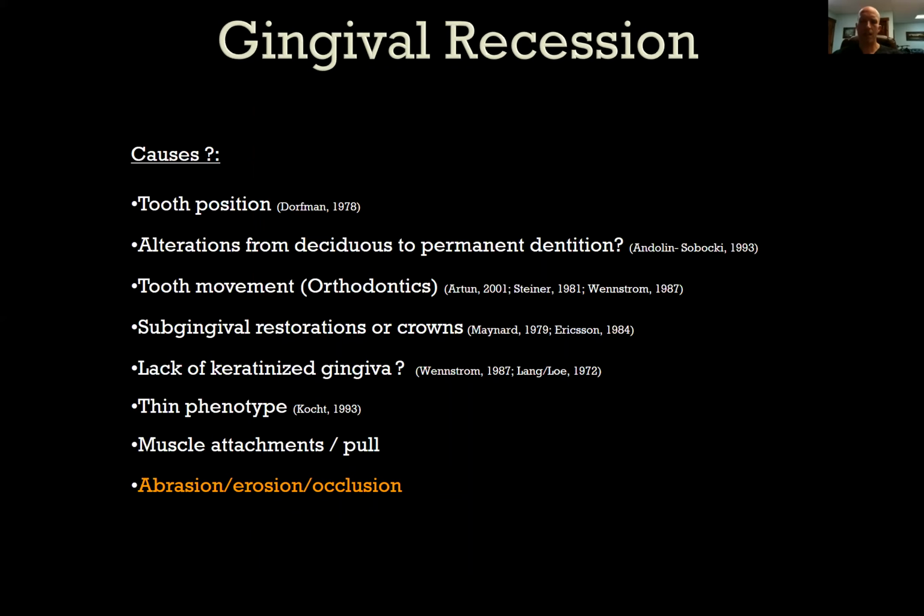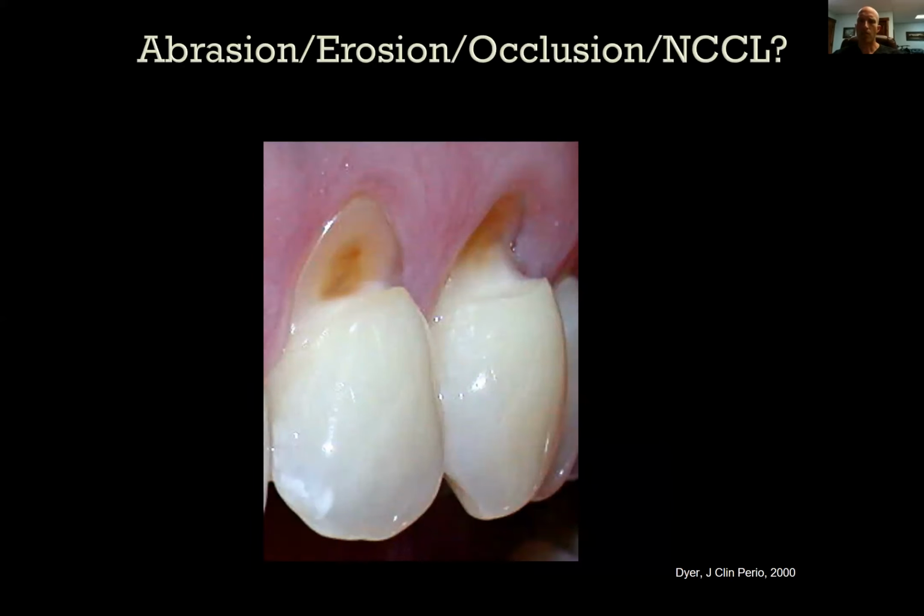And then finally, I'd like to address abrasion, erosion, and occlusion. We refer to these as NCCLs. And I know abrasion is not a term we use as much anymore, but we have a multifactorial condition here. It's not just overbrushing. In fact, I don't believe that brushing causes half as much recession as we've claimed it has in the past. I'm not convinced that aggressive brushing is a culprit.